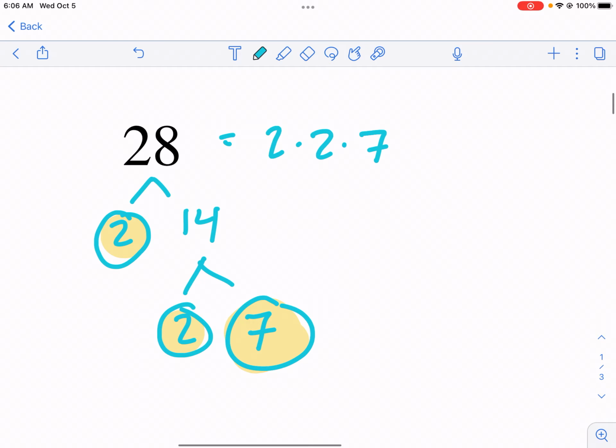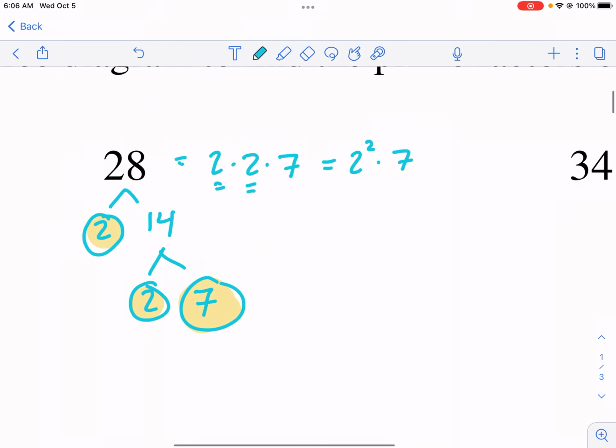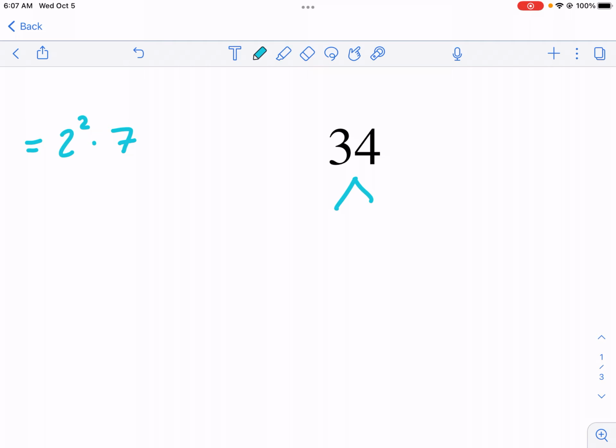I can also write this as exponents. If this overcomplicates things for you, don't worry about it for now. But I can write this as 2 to the second power, because I have 2 times itself twice. So I can do 2 to the second power times 7 equals 28. Let's go on to the next one. So we have 34. Again, you can divide by 2. This one's a little bit more difficult, but this is going to be 17.